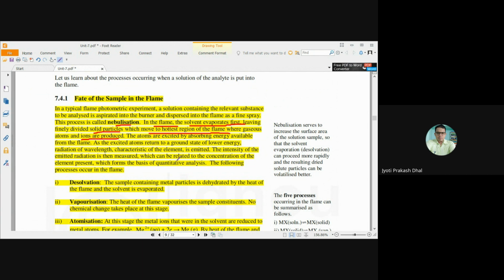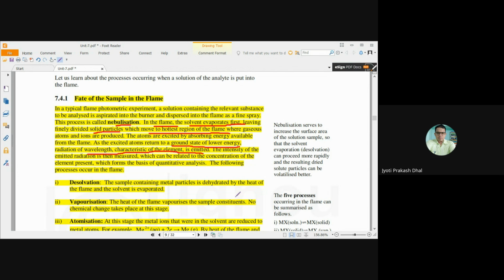When the solvent has evaporated, the substance contains only finely divided solid particles, which move to the hottest zone of the flame where they are converted into gaseous atoms or ions. The atoms are excited by absorbing energy available from the flame. As the excited atoms return to the ground state of lower energy, radiation of wavelength characteristic of the element is emitted.